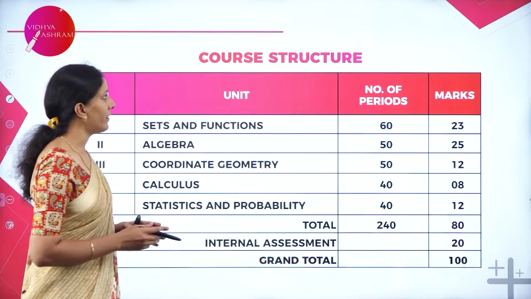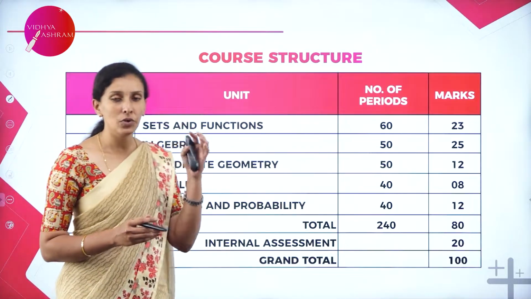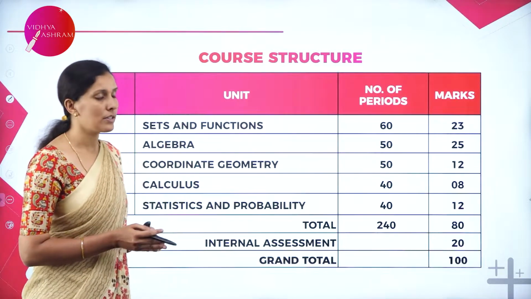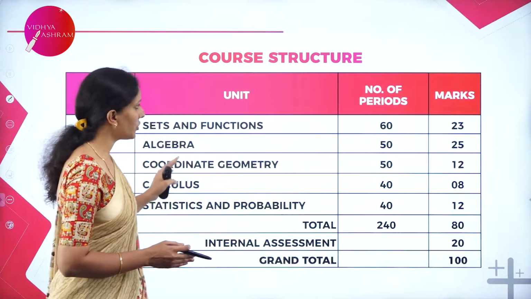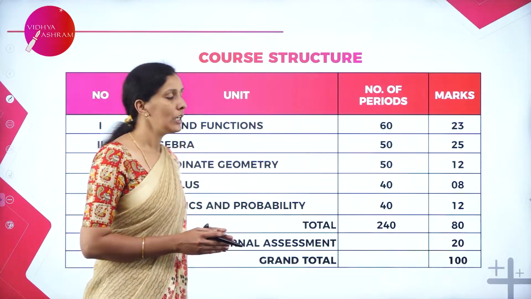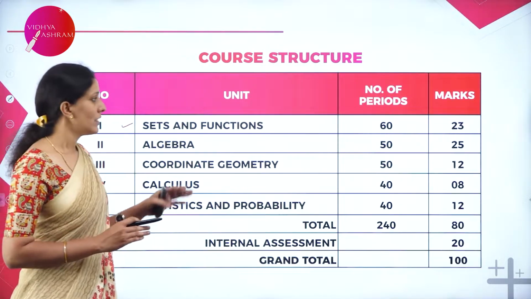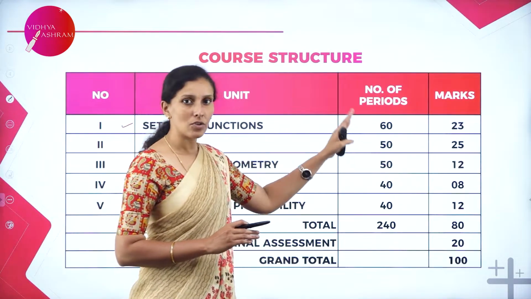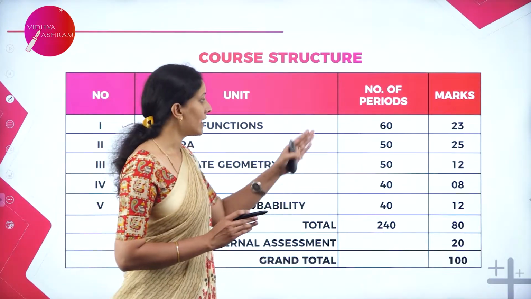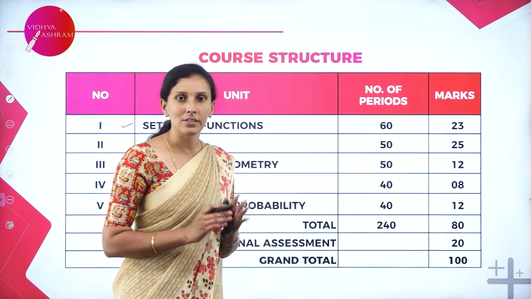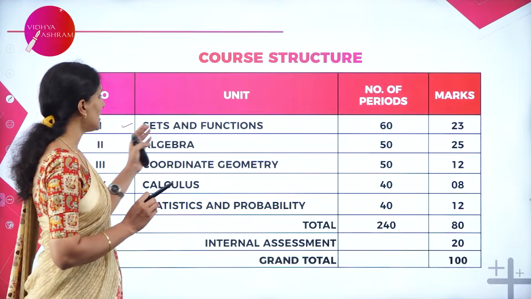So in class 11 mathematics, you have majorly 5 units and those 5 units are divided into chapters. But here I have given the weightage of marks given to each unit and number of teaching periods for the given units. So the first unit is sets and function. The number of teaching periods required to teach the entire unit sets and function is 60, and you can expect around 23 marks from sets and function.